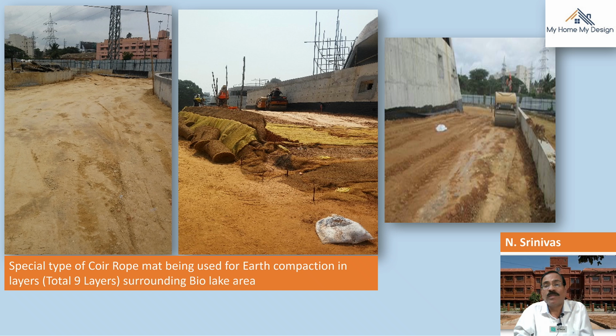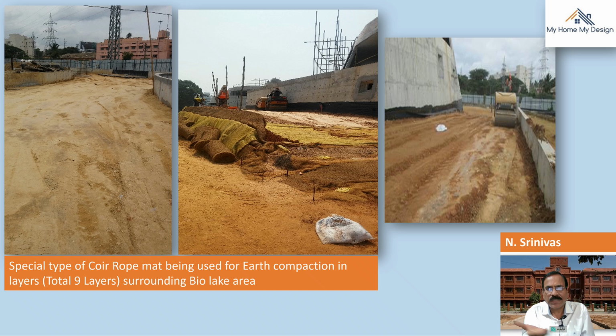See here, in the Titan project near Electronic City, behind DMart complex, we have done, the bio lake has to be constructed. The depth of the bio lake is 1.5 meters. The whole thing has been excavated, which is already a waterlogged area. Here some special type of coir rope mat is used layer by layer. In the next photograph, you can see a number of rollers are also available there.